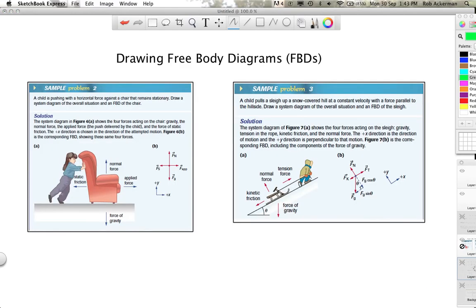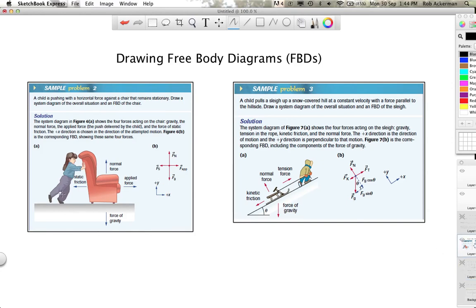All right, moving on, let's take a quick look. I want to speed up here and get done because actually the bell is going to go in a minute. I'm taping this between periods. A couple of sample problems in section 2.1 show you some common scenarios and the resulting free body diagram.